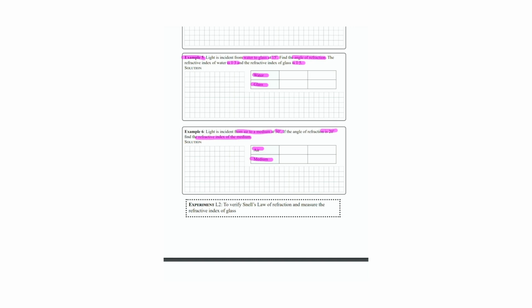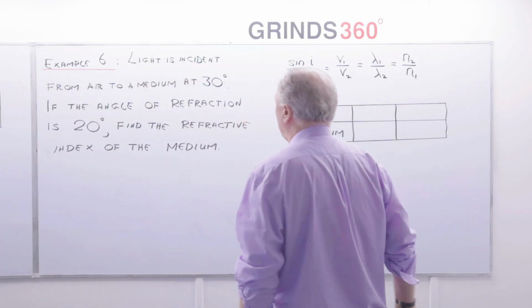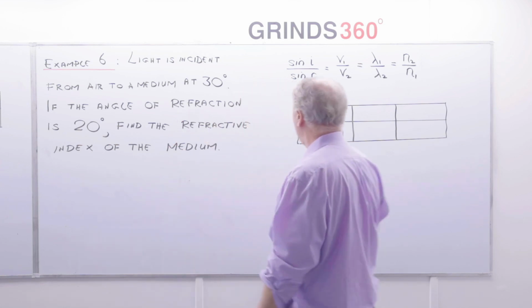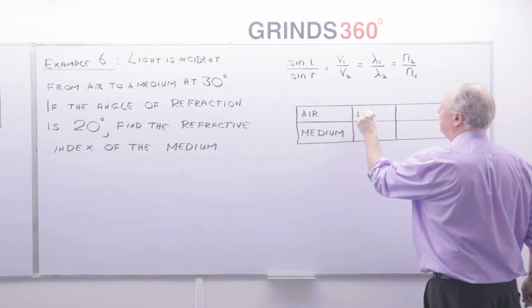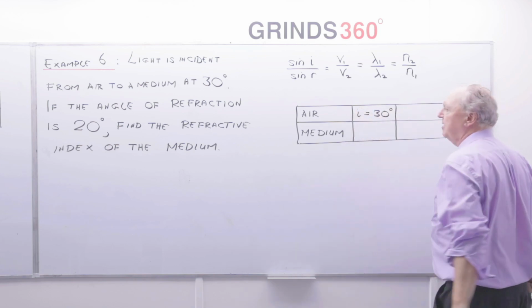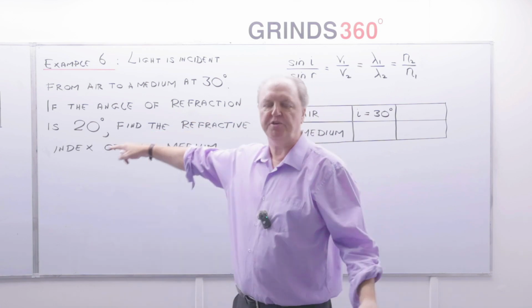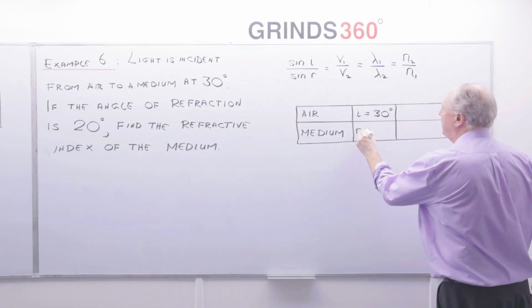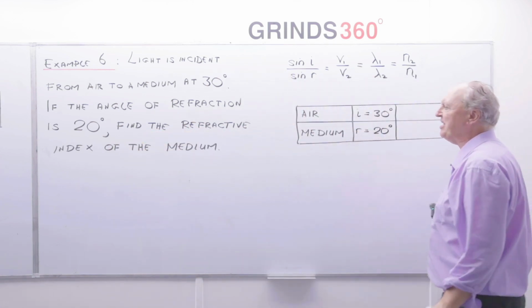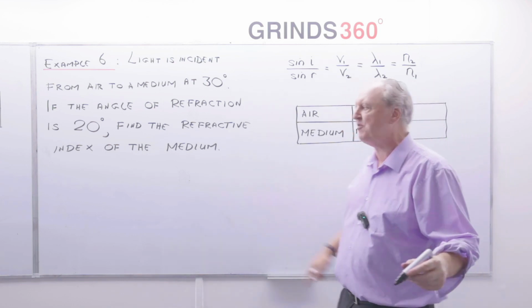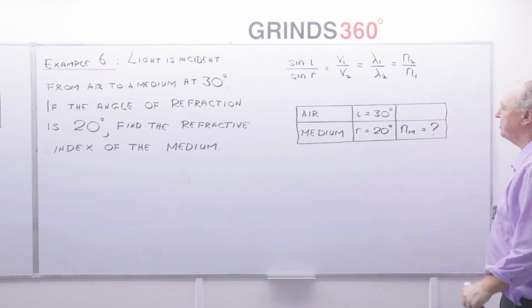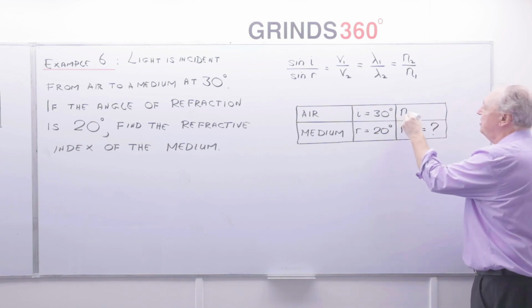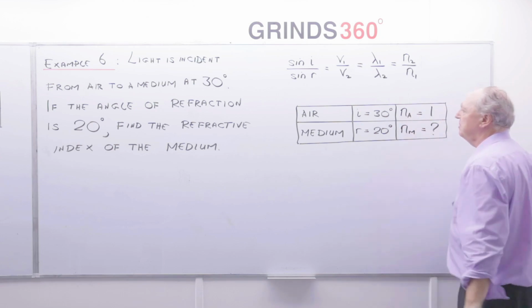So let's have a look at this in more detail on the board. So light is incident from air to a medium. So air goes first, followed by the medium, and the angle of incidence in air is 30 degrees. Here, they also give me the angle of refraction. The angle of refraction in the medium is 20 degrees. And what they're asking me to do here is to find the refractive index of the medium. So we're talking about NM equals question mark. We know what the refractive index of air is, don't we? The refractive index of air is 1.